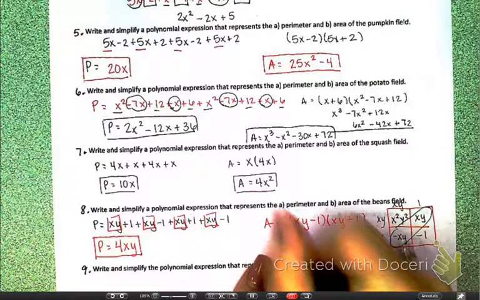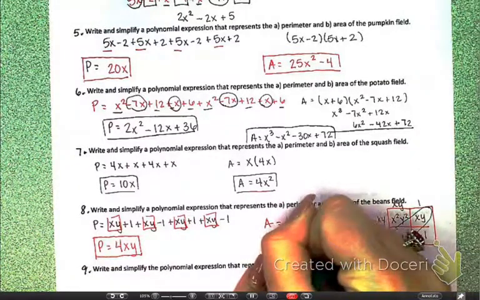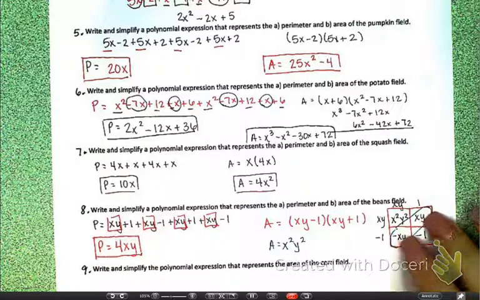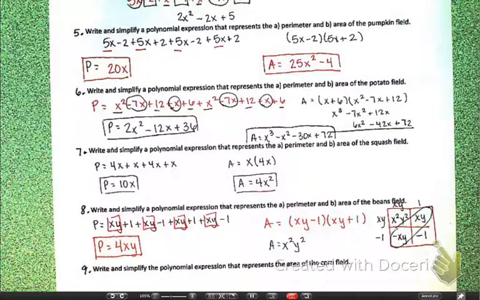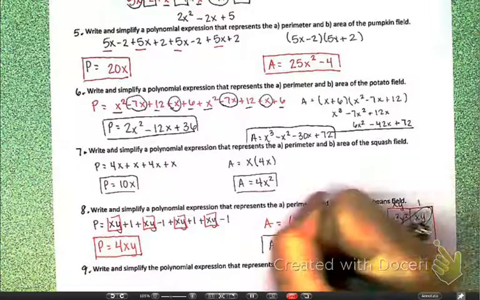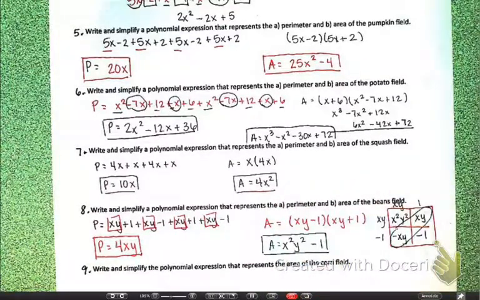Okay, so I'm going to start with my x squared, y squared. What happens with these like terms? They cancel out. Right? Negative 1xy plus 1xy is 0xy. And then I have this minus 1 at the end. Do you see how we're applying what we know?